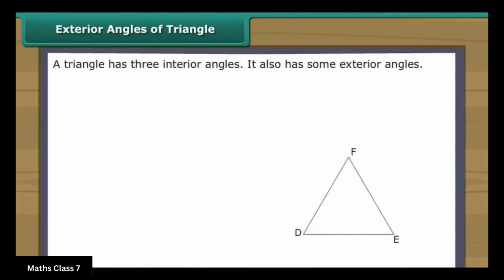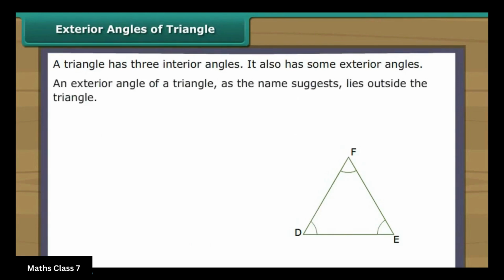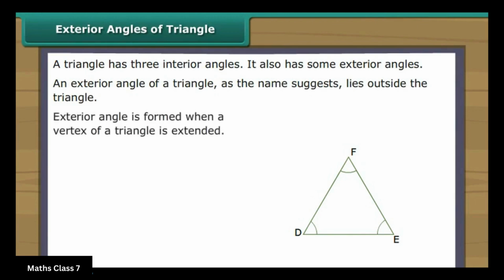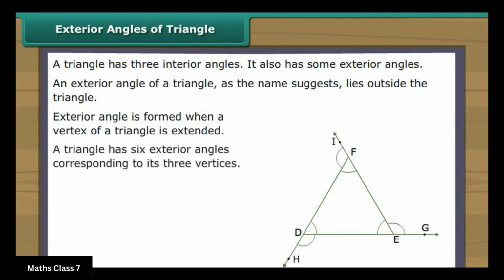Exterior angles of a triangle. A triangle has three interior angles. It also has some exterior angles. Let us take a look at them now. An exterior angle of a triangle, as the name suggests, lies outside the triangle. An exterior angle is formed when we extend a vertex of a triangle. A triangle has six exterior angles corresponding to its three vertices.